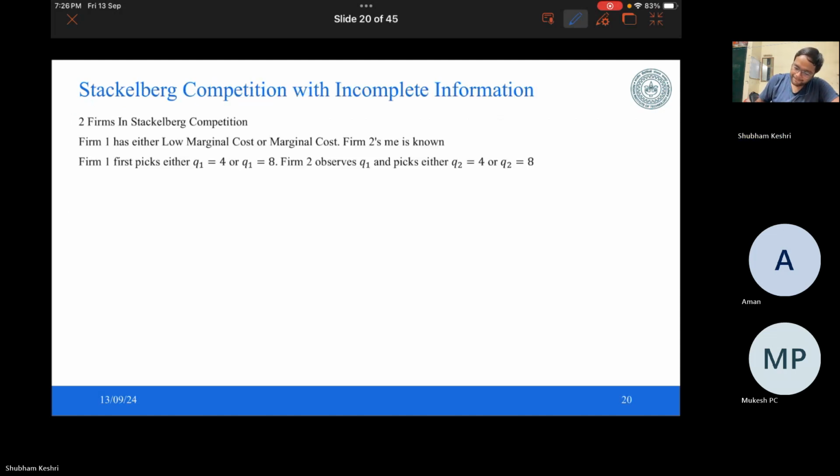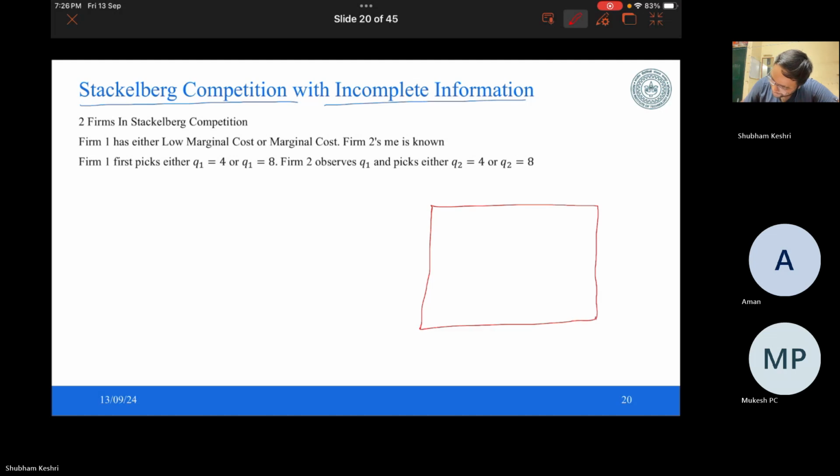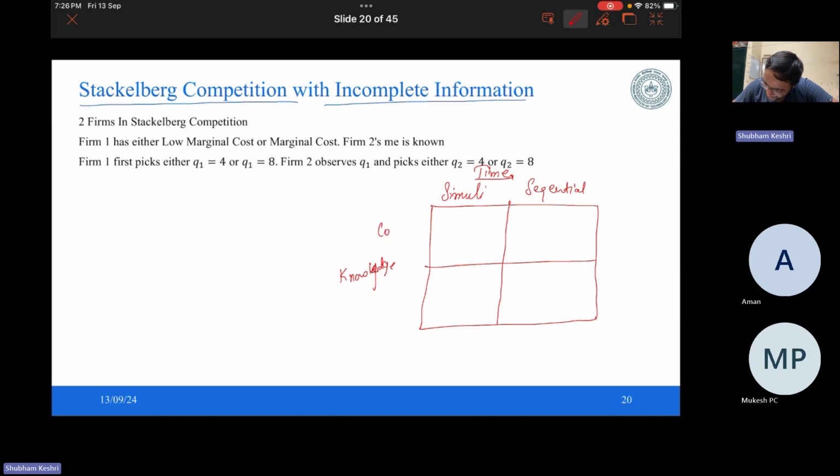Right? So this is again a Stackelberg game, but with incomplete information. I'll just draw a table maybe for clarity. You see, we had a simultaneous move game and we had a sequential move game. So this is time: when are the players moving, simultaneously or sequentially? This is about knowledge. So here, complete information, incomplete information.